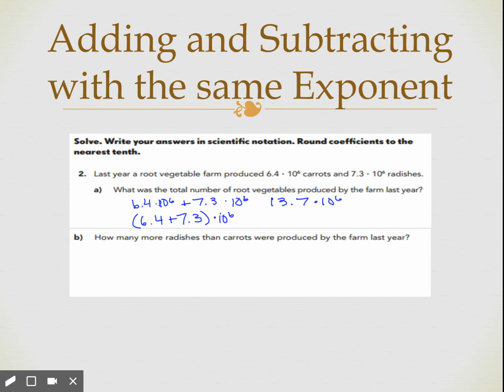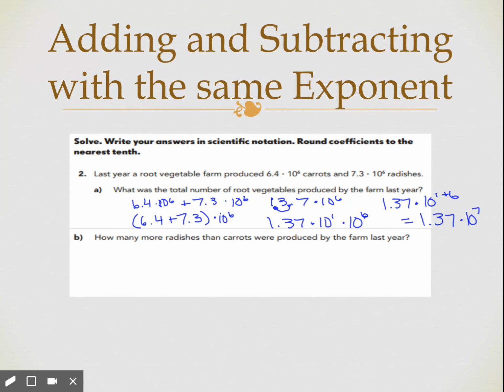Again, I can't leave it that way because I can't have a digit in the tens place. So I'm going to move my decimal over to the left one place. So I get 1.37 times 10 to the first times 10 to the 6. And then I'm going to combine those here. So I get 1.37 times 10 to the 1 plus 6, which equals 1.37 times 10 to the 7th.